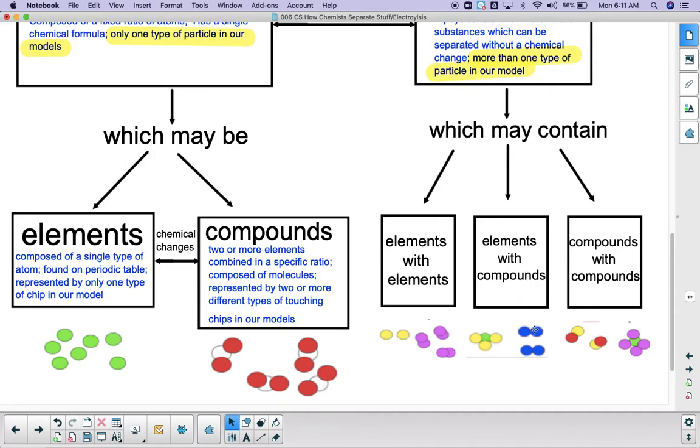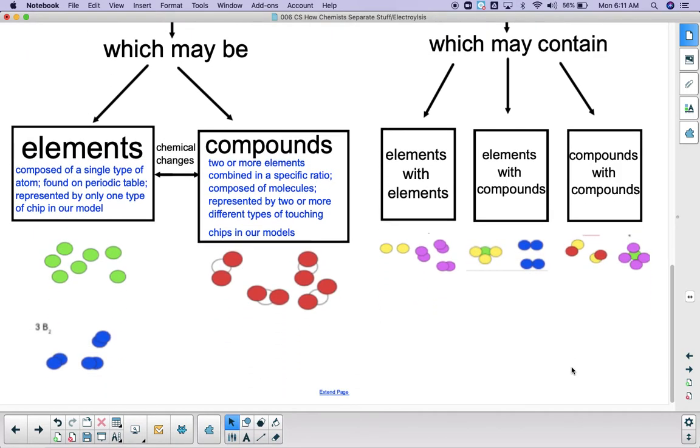You could have elements with compounds. Here we have 2 blues, some yellow and green. And over here we have compounds with compounds. And so here we have 2 different varieties of compound in the same container. Once we had laid down the vocabulary and had a spreadsheet to help us understand this, we were able to go on to matter 2.